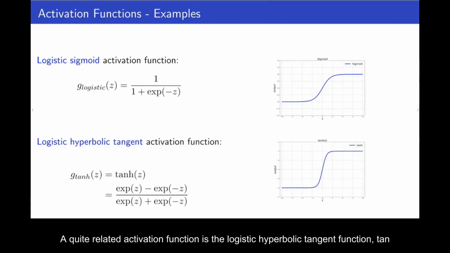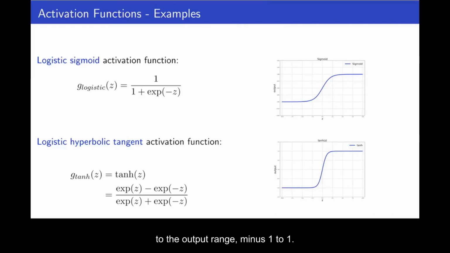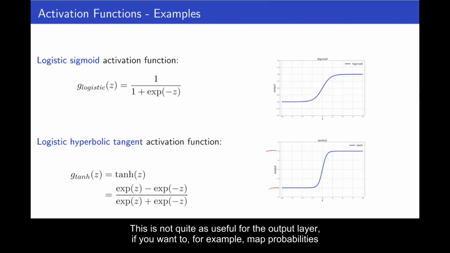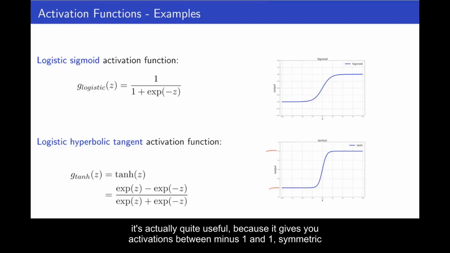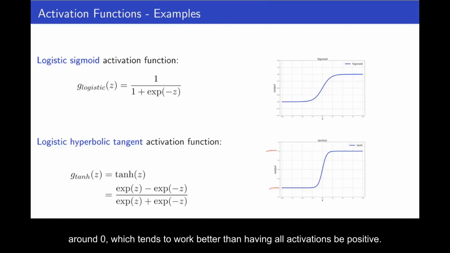A quite related activation function is the logistic hyperbolic tangent function, tanh. This is also a squashing nonlinearity, and it takes the entire input range and maps it to the output range -1 to 1. This is not quite as useful for the output layer if you want to, for example, map probabilities that should be between 0 and 1, but for an activation function for the hidden layers, it's actually quite useful because it gives you activations between -1 and 1, symmetric around 0, which tends to work better than having all activations be positive. And that's what would happen if you used logistic activation functions in a hidden layer.